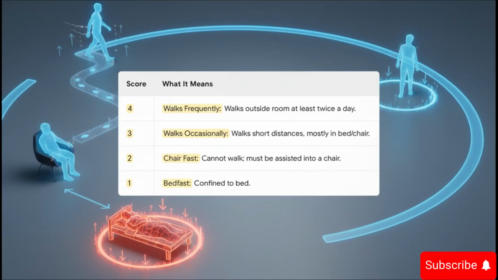This one is all about how much the patient is physically moving around. Our ideal score of 4 patient is up and walking the halls. But as their ability to walk goes down, from occasional walks to being stuck in a chair, and finally to being completely bedfast, their score drops at each stage. A bedfast patient gets a 1.